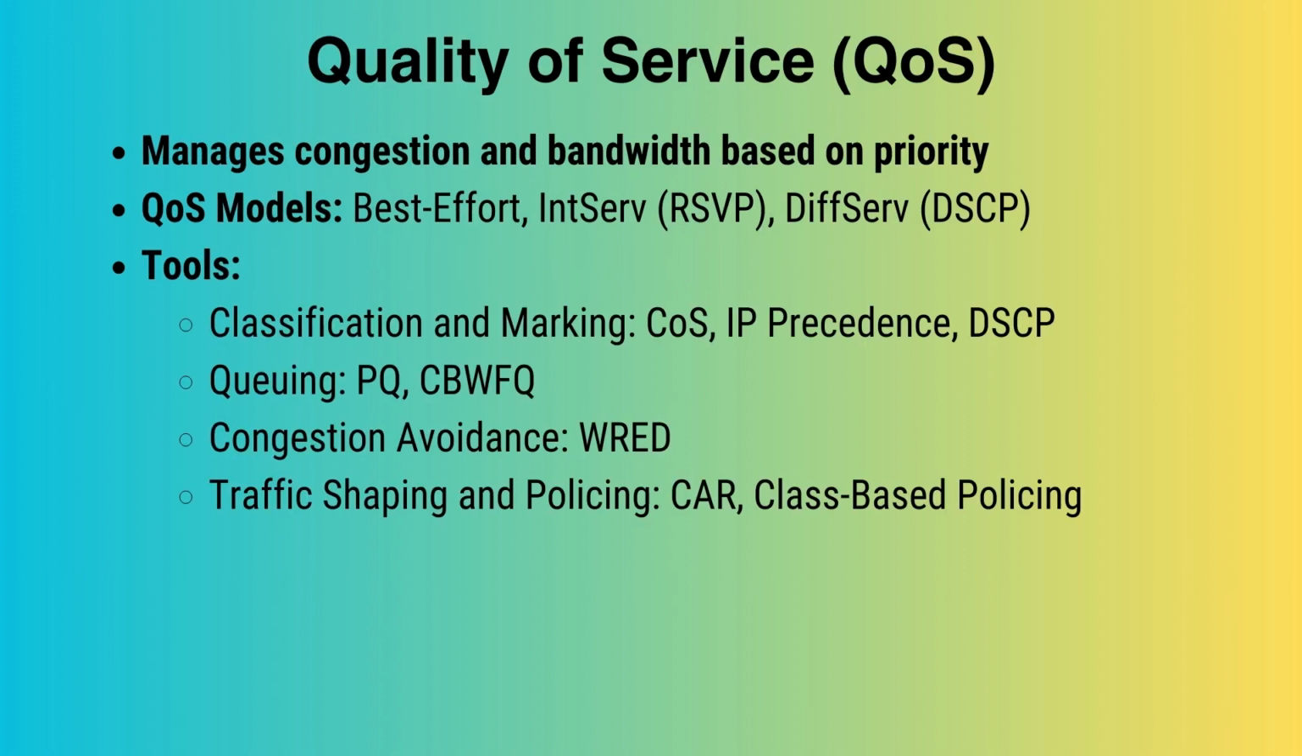QoS manages network congestion and prioritizes traffic to ensure reliable performance for critical applications. QoS models include best effort, IntServ using RSVP, and DiffServ using DSCP. QoS tools include classification and marking, CoS, IP precedence, DSCP, queuing, priority queuing, CBWFQ, congestion avoidance, WRED, and traffic shaping and policing, CAR, class-based policing. Understanding QoS, including its models and tools, is crucial for optimizing network performance and ensuring the quality of service for various applications.